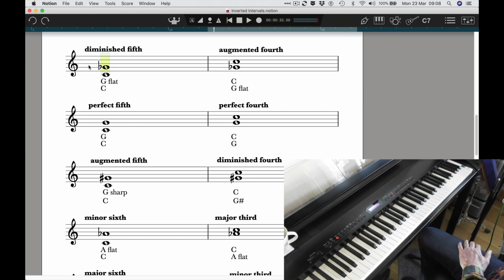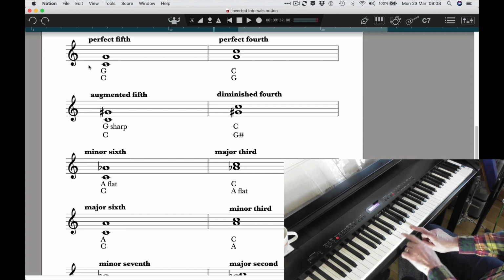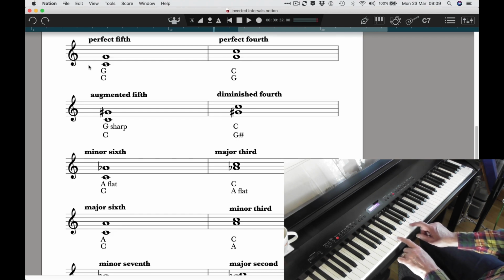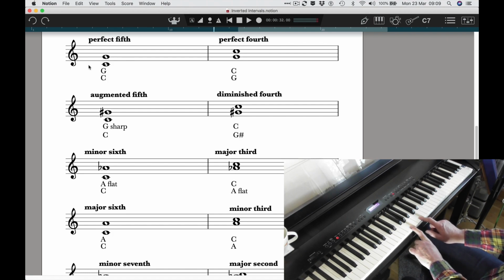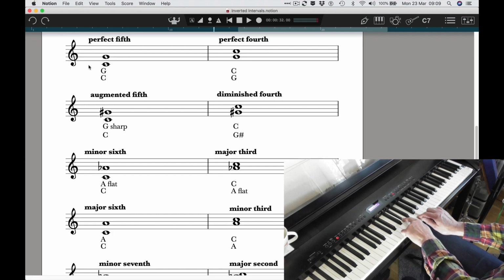Right, next interval is the perfect fifth. C to G, invert it, becomes a perfect fourth. Fifth becomes fourth. Fourth becomes fifth. This is the perfect fifth, C to G, becomes the perfect fourth, G to C. So C to G sharp, augmented fifth. G sharp to C is a diminished fourth.